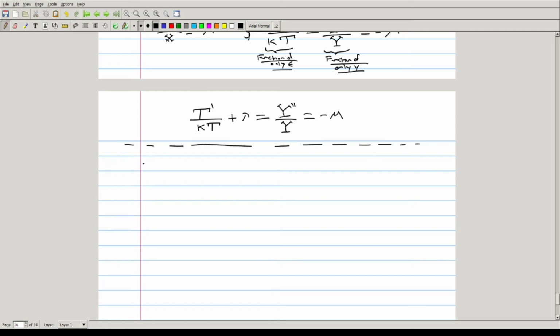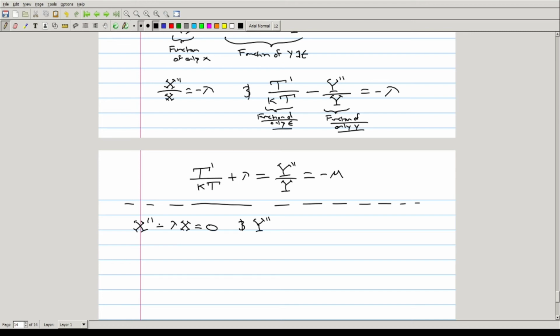And just like before, this now gives us three separate differential equations that we have to solve: X prime prime plus lambda times X equals 0, Y prime prime plus mu times Y is equal to 0, and T prime plus k times lambda plus mu times T is equal to 0.